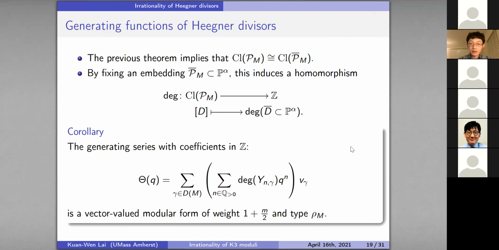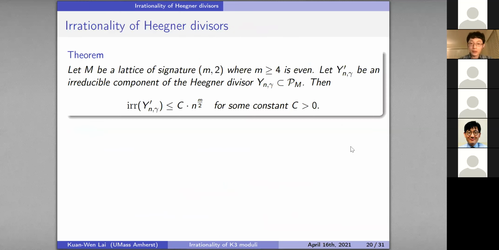So by evaluating this degree function at the generating function of Heegner divisors in the previous slide, you get the following generating series, where now the coefficients are all integers. Okay, so this is an evaluation of this degree function at the previous generating function. Of course, because the original generating series is a modular form of this weight and this type, this property will be kept. The only difference is its coefficients are integers. And now we are able to prove this estimate about irrationality of Heegner divisors.